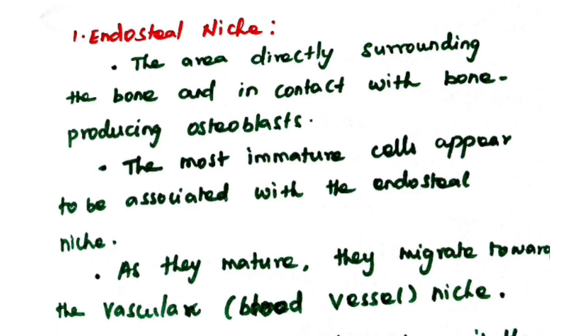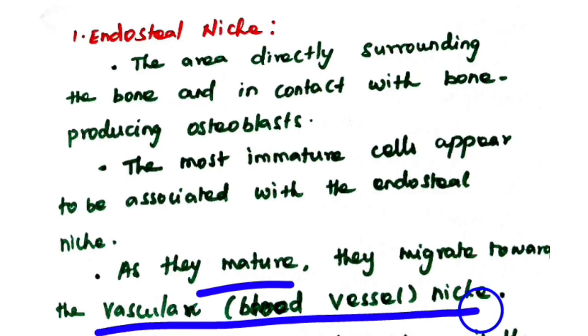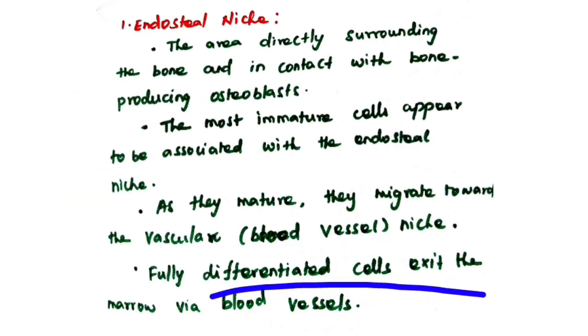Endosteal niche is the area which directly surrounds the bone and is in contact with bone-producing osteoblasts. The most immature cells appear to be associated with this endosteal niche. Then as they mature, they migrate towards the vascular niche. Then fully differentiated cells exit the bone marrow via blood vessels. So here in the endosteal niche you will find the most immature cells. Once they start to mature, they migrate towards the vascular niche, and fully differentiated cells exit through the blood vessels.